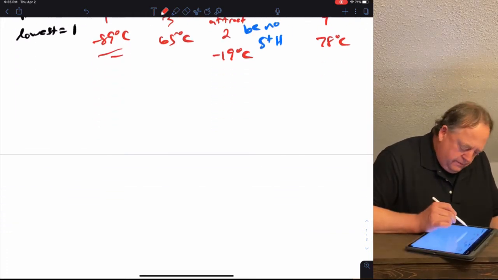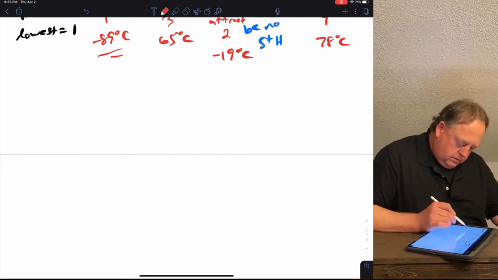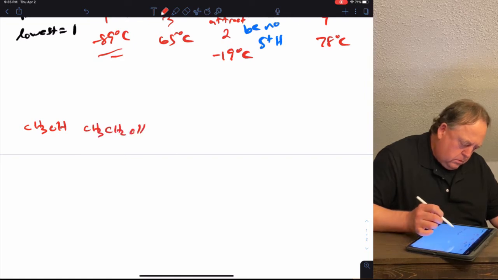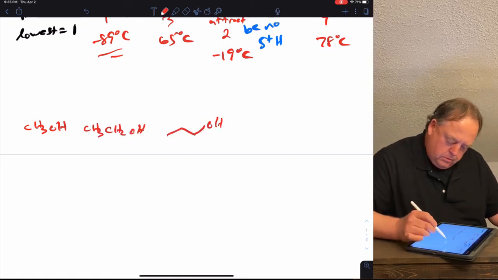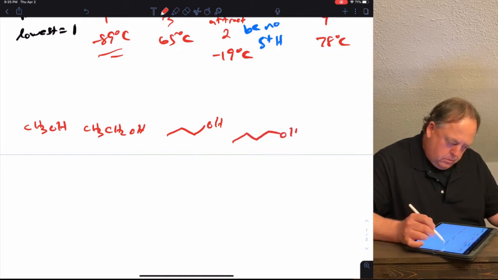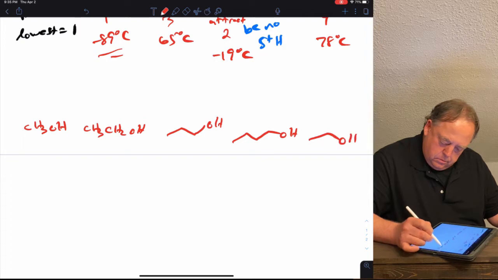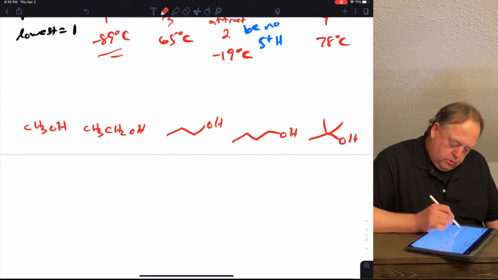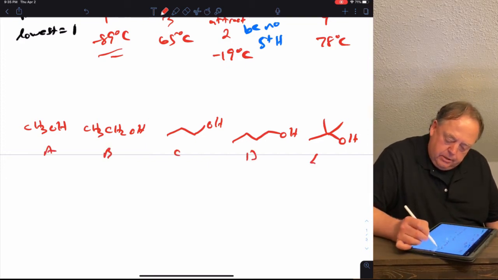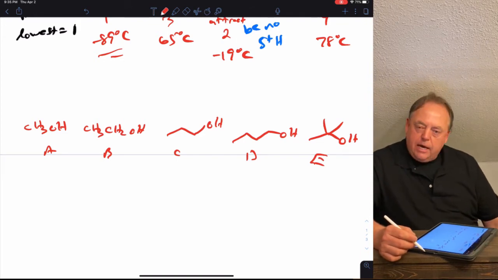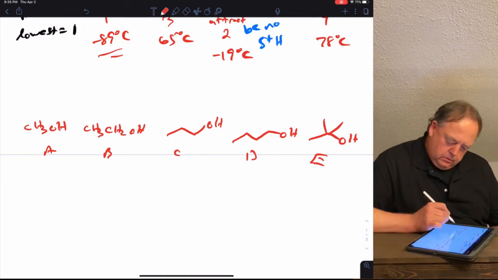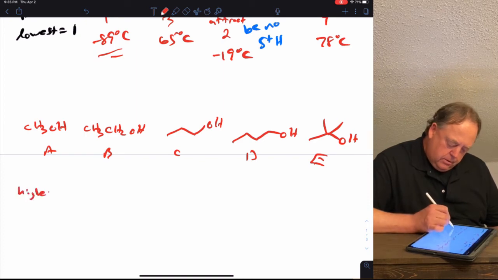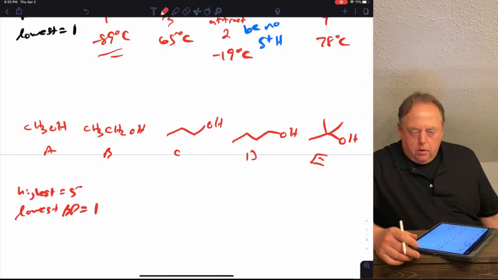Okay, let's take these molecules. So let's put them in order of boiling point. So we'll call that A, B, C, D, and E. Okay, so which one's going to have the highest boiling point? Which one's lowest? So we'll say highest equals 5, lowest boiling point equals 1.